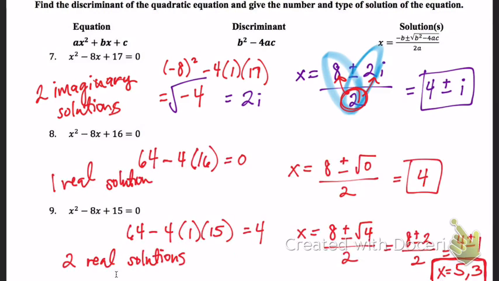We could have factored number 9 because we got 2 real numbers. x minus 5, x minus 3. Then just set them both equal to 0. But we did it by the quadratic formula. Isn't that cool, though, how they connect? Isn't math cool? It's just cool to see how they all connect. Okay, questions about 7, 8, or 9? Okay, let's do number 10.